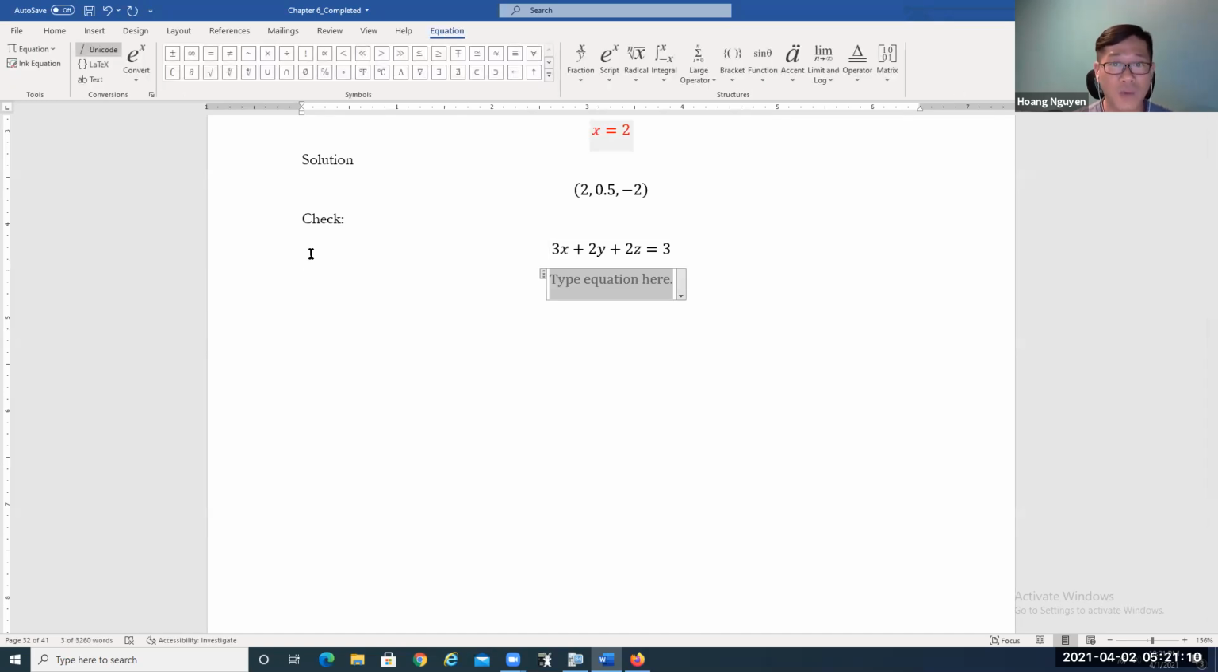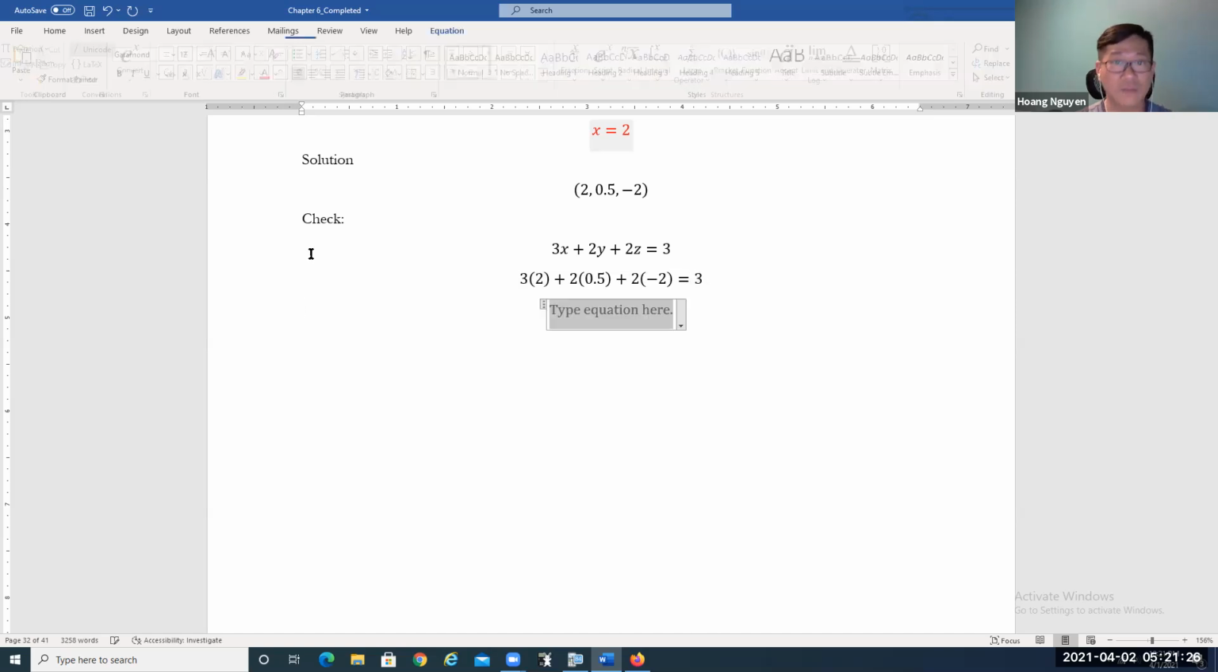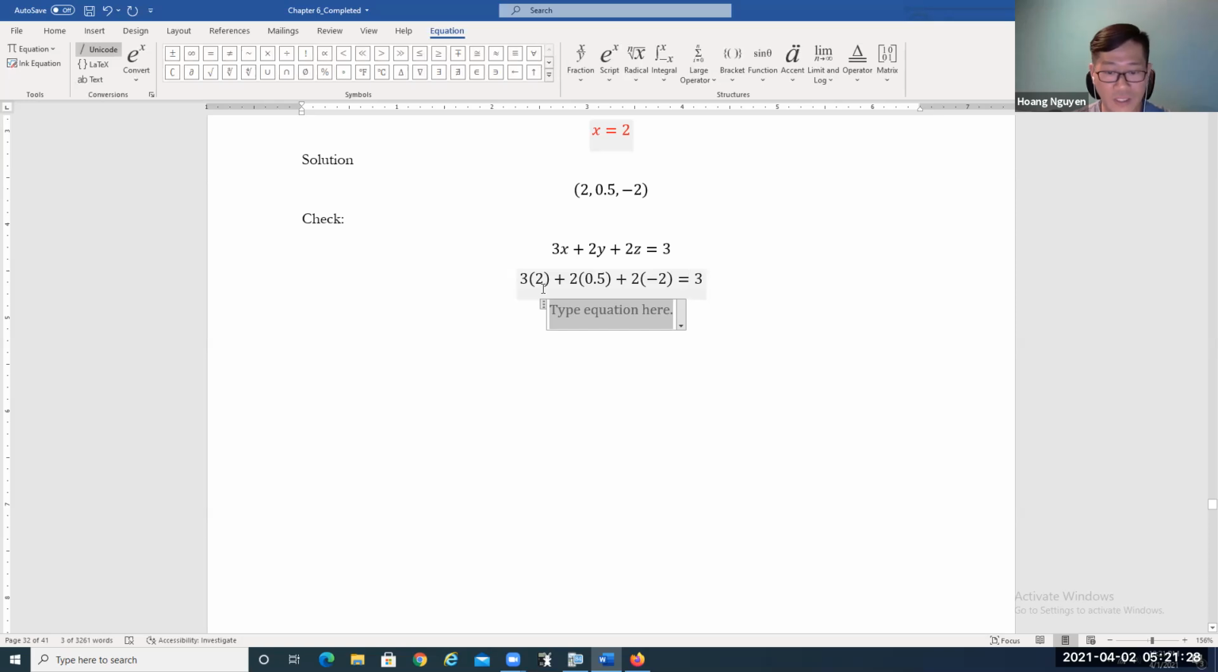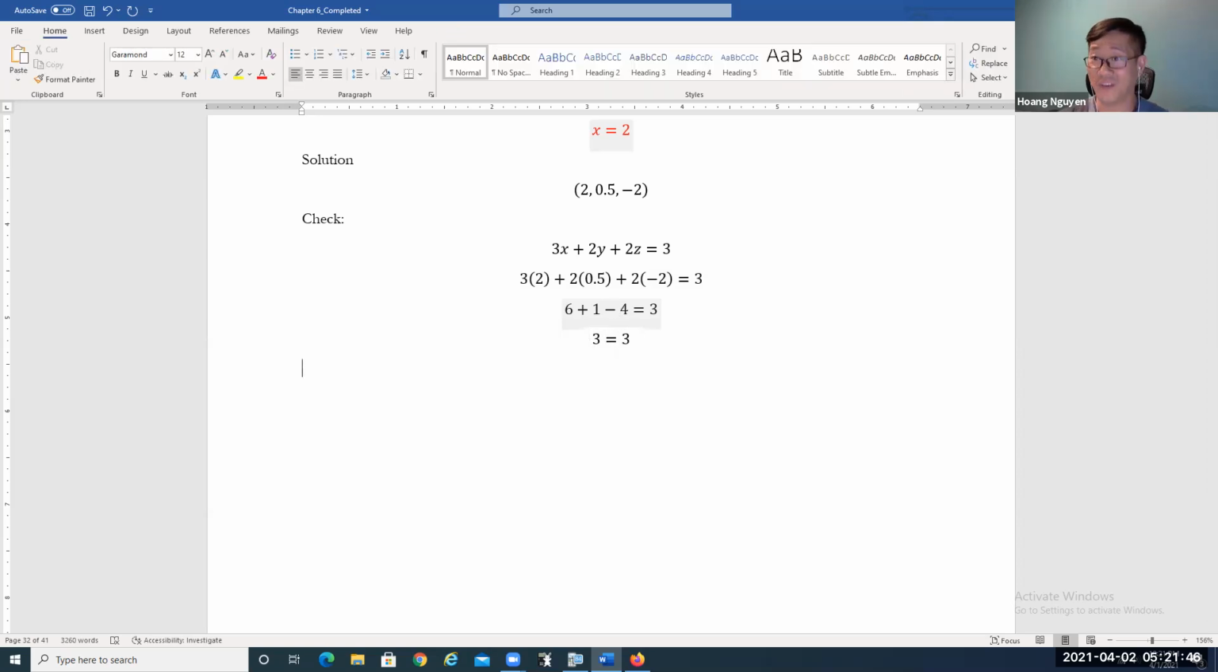Okay, so we know x equals 2. So 3 times 2 plus 2 times 0.5 plus 2 times -2. That's going to give you a 3, we'll find out. So 3 times 2 is 6. 2 times 1/2 is going to give you 1. And then 2 times -2 is going to give you -4. So 6 plus 1 is 7. 7 take away 4 is 3, so 3 equals 3. So it's true for the first equation.